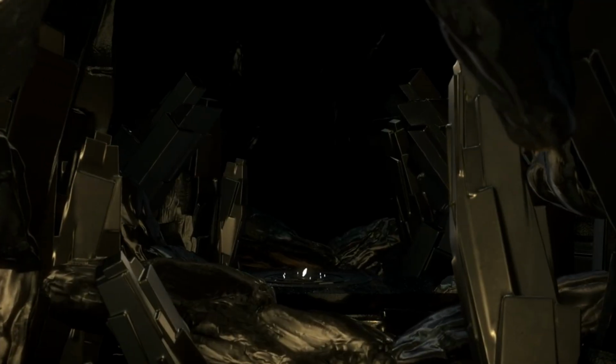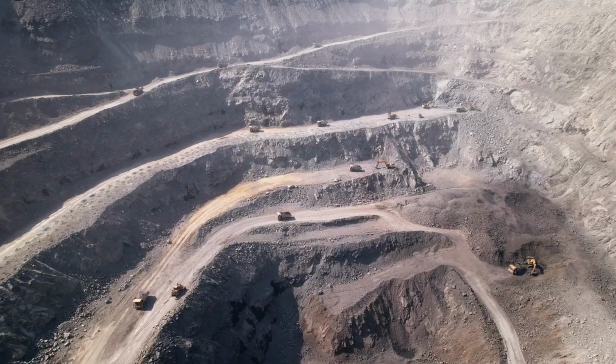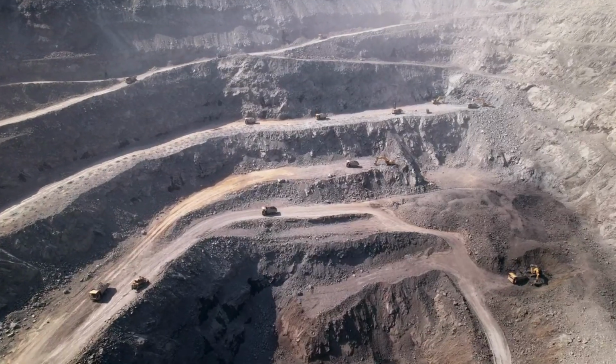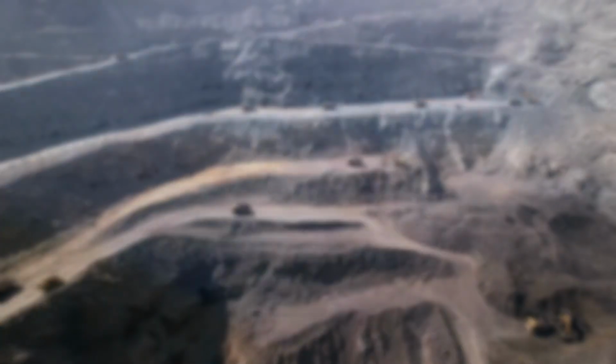Today, copper is mainly mined from porphyry copper deposits. These are large, low-grade deposits often found in volcanic regions. The largest and most famous is the Escondida mine in Chile, located in the Andes Mountains.